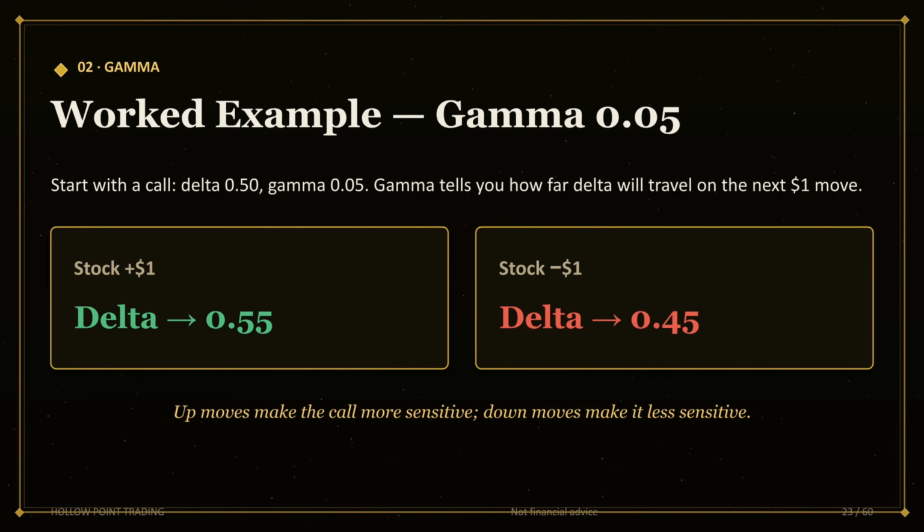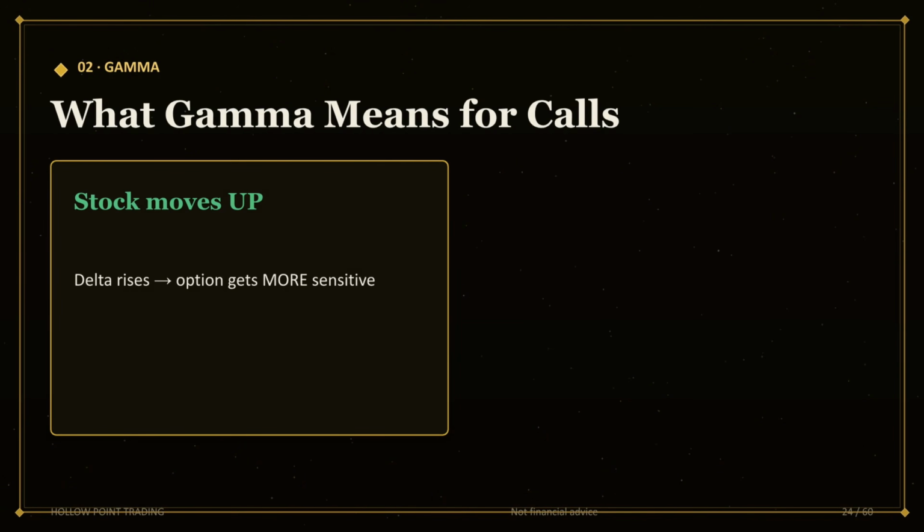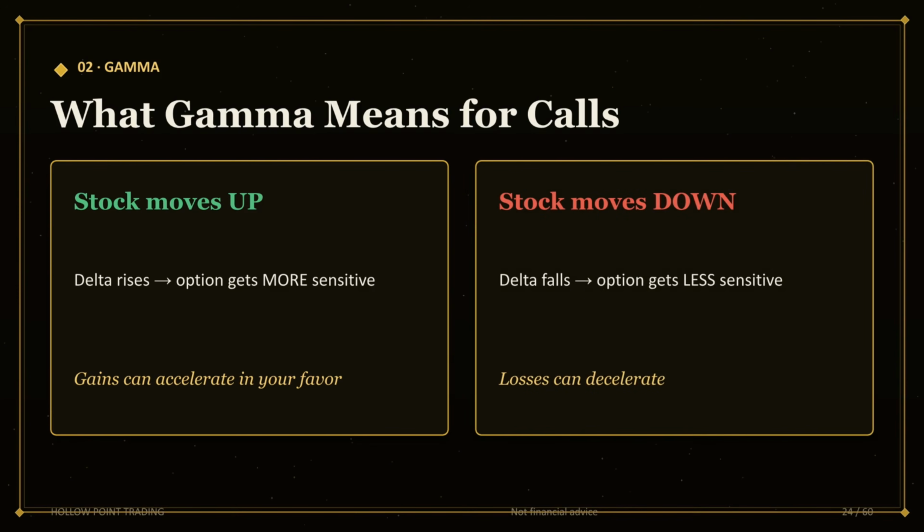A call with a 0.50 delta and 0.05 gamma. If the stock rises by $1, your delta moves to 0.55. If the stock falls by $1, it moves to 0.45. For calls, when the stock moves up, delta rises, making your option more sensitive. When the stock moves down, delta falls, reducing sensitivity. Gains can accelerate in your favor as price trends upward.